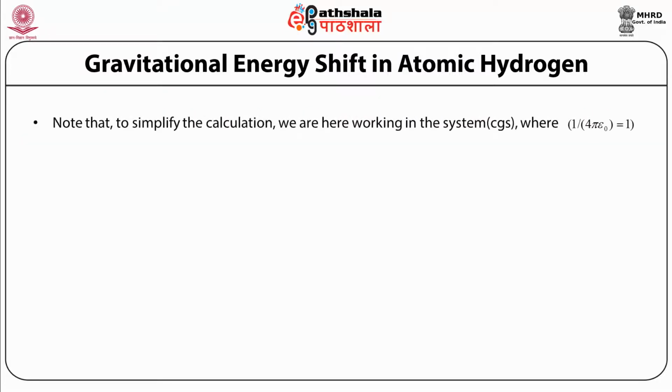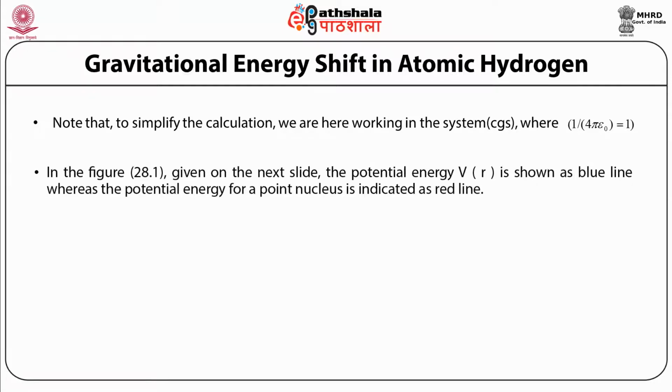Note that to simplify the calculation, we are here working in the CGS system, where 1 by 4 pi epsilon 0 equals 1. In figure 28.1 given on the next slide, the potential energy V(r) is shown as a blue line, whereas the potential energy for a point nucleus is indicated as a red line.